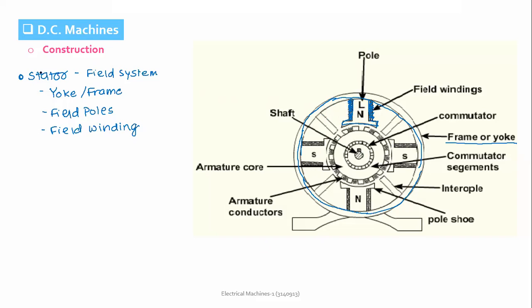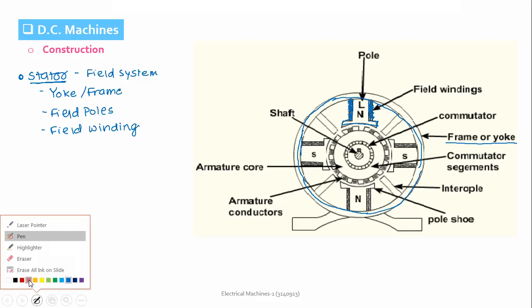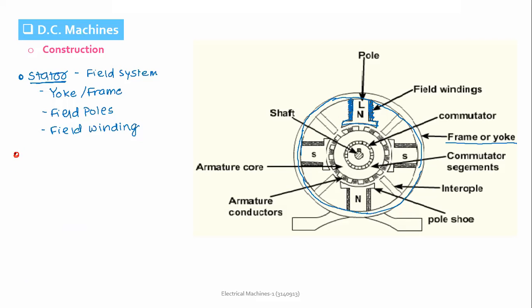So why do we call it a stator? Because this is a stationary part of the machine. It will not rotate. The second part in the machine is the rotor, the one which is rotating here.